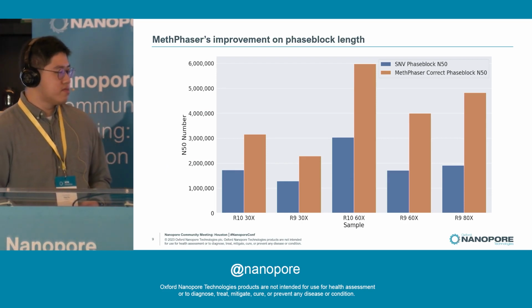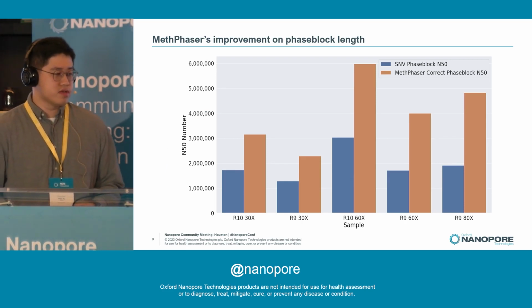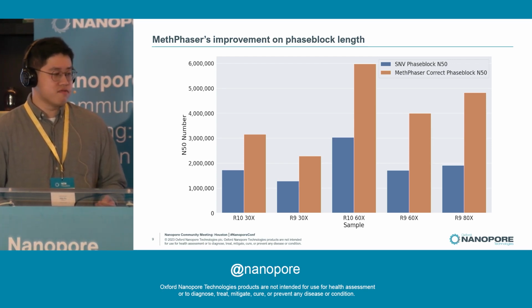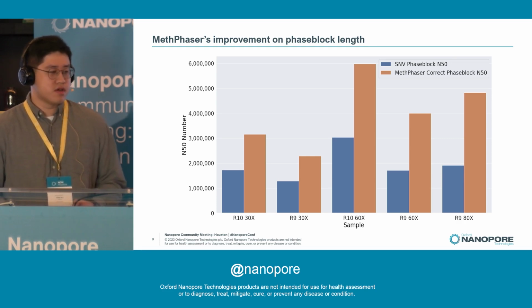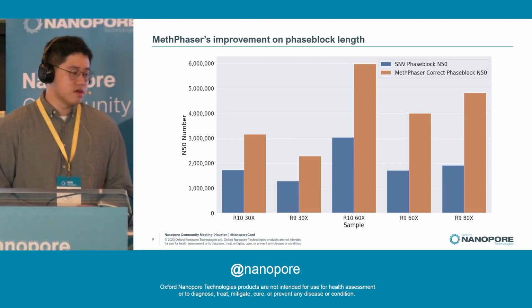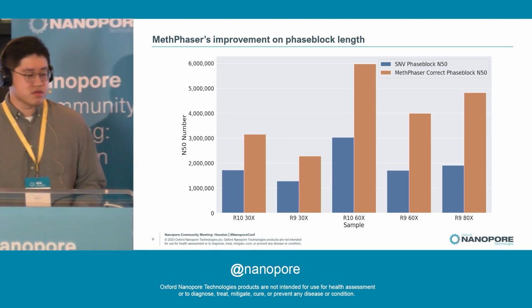You can see that MethPhaser actually improved the phase block length by a lot on the HG002 sample. The blue bars are the SNV-based phase block N50. And you can see that with MethPhaser, it actually increased the phase block N50 by a lot on the HG002 sample with different chemistries.